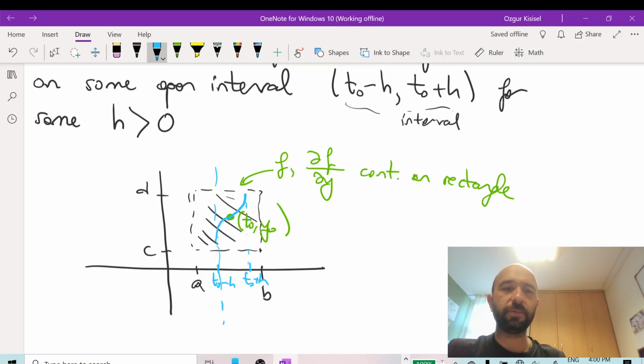Okay? It's a little bit different from the linear case, right? In the linear case, you could go all the way from the beginning to the end of the interval. In the nonlinear case, in general, you cannot. I'll give an example of that.